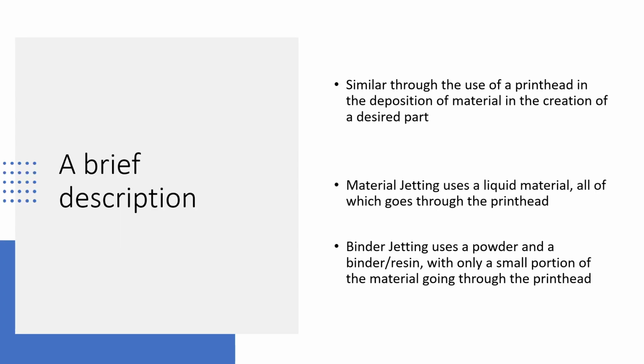What makes material and binder jetting similar is the deposition of a material to create a desired part. Material jetting achieves this through the deposition of a liquid material dispensed through a print head, while binder jetting only utilizes a small amount of material through the print head and uses more powder material and resin.